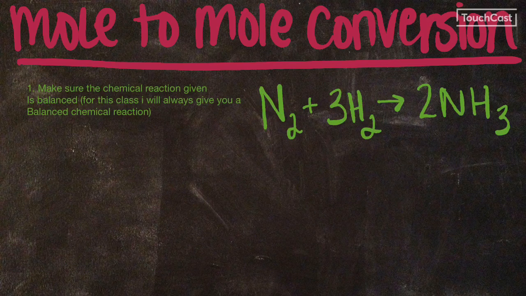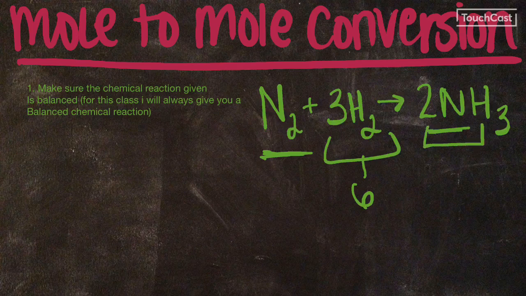Alright guys, now that we've reviewed coefficients, let's talk about how to convert from one type of mole to another using a balanced chemical reaction. So step 1 is to make sure that the chemical reaction given is balanced. So for this class, because it's online, I'm always going to give you a balanced chemical reaction. So if you look, I've got 2 nitrogens, 6 hydrogens, and 6 hydrogens. So I know my chemical equation is balanced.